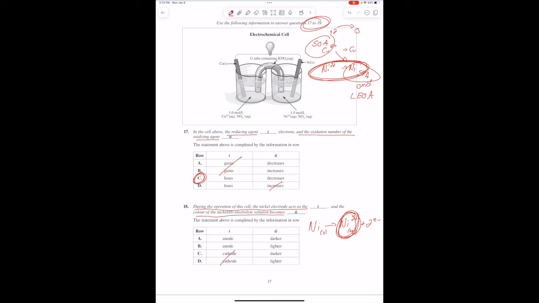So this is starting to corrode, right? It's getting eaten away, and nickel 2+ appears, and then another nickel 2+ appears, and then another. So the solution is going to get darker, more nickel. Okay. All right.